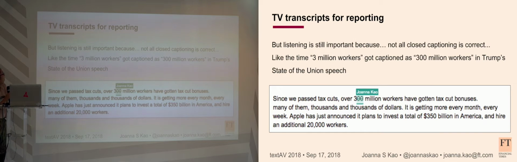Other things that we've done, the thing to keep in mind though is that transcripts aren't always correct. So we used this for the State of the Union earlier in the year, and this is where we were 2 orders of magnitude off. So when Trump said that since we passed tax cuts, over 3 million workers have gotten tax cut bonuses, it was transcribed as 300 million. So thank goodness we had very good eagle-eyed reporters who caught that almost immediately, so we never actually ran with that. But that is something to keep in mind as you're using transcripts.